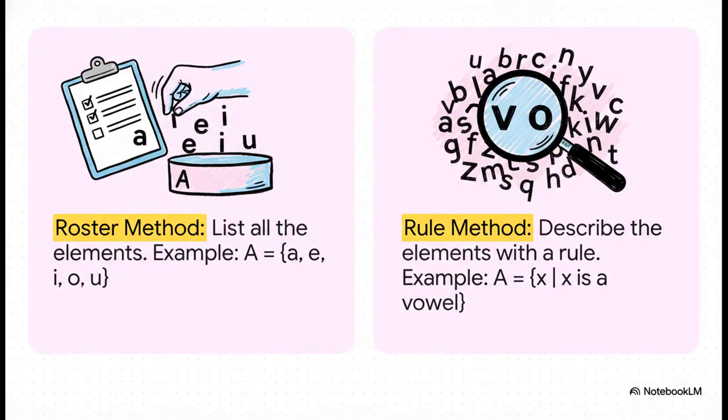So there are two main ways to write down what's in a set. The first one is called the roster method, which is kind of like calling roll in class. You just list every single element. So here, set A is the collection of A, E, I, O, and U. Simple enough. The other way is the rule method, where you describe the elements by their shared property. So here we'd say A is the set of all things x such that x is a vowel. Two different ways of writing it, but they both describe the exact same collection.